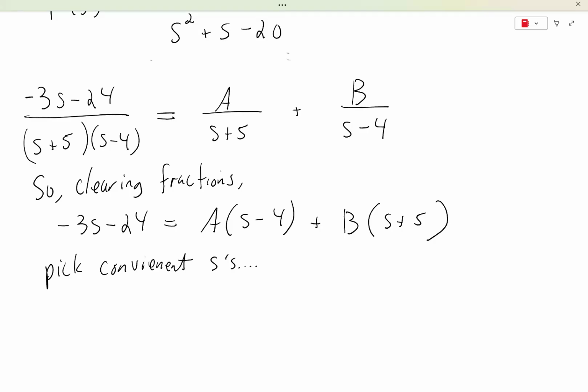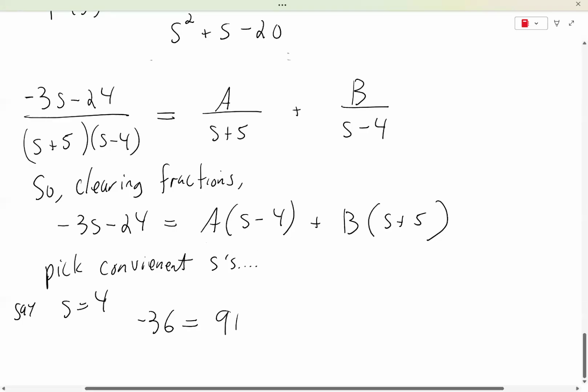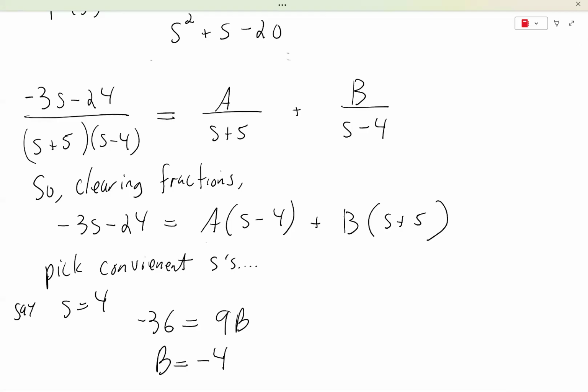So for example, I'm trying to find the A and the B here. It should work for any value of s you pick. A nice value would be 4, because if I put in 4 for s, say s equals 4, what happens here? I get negative 36 equals, and then this part goes away because it will be 0. Negative 36 equals 9B. So you get B equals negative 4.